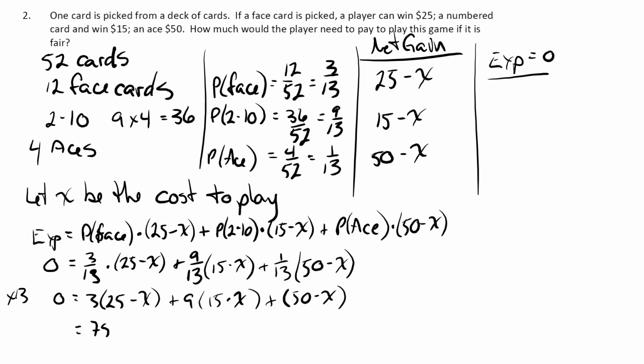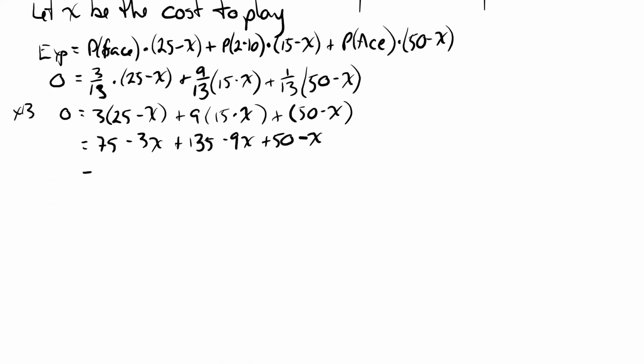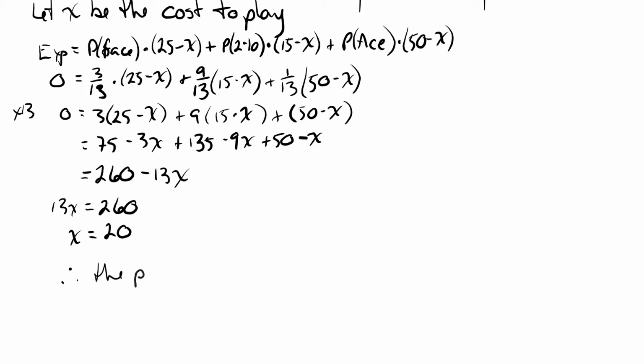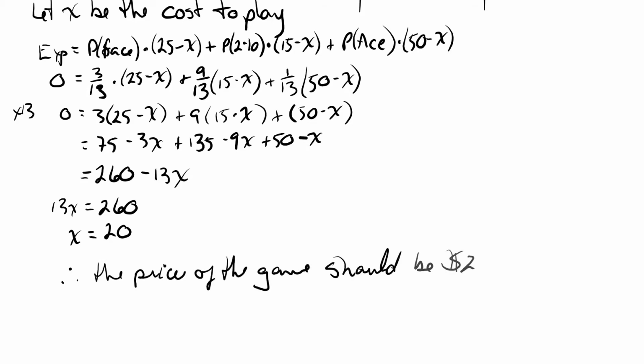Multiplying that out, we get 75 minus 3x plus 135 minus 9x plus 50 minus x. I collect the like terms together, so I collect the constants together, the 75 and the 135 and the 50, and I end up with 260. And I collect all the x's together, and I end up with negative 13x. Move the 13x over to the other side, and then solve for x by dividing by 13, and we get x is equal to 20. Therefore, the price of the game should be $20 if the game is fair.